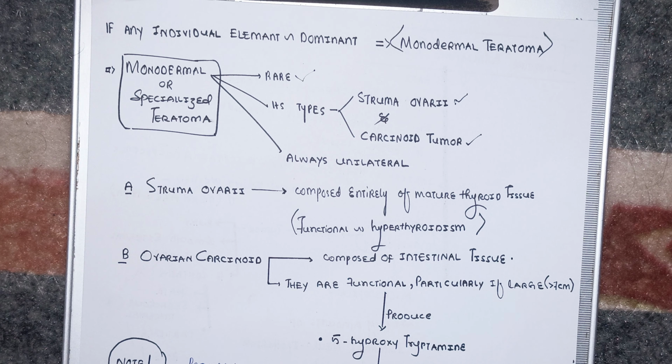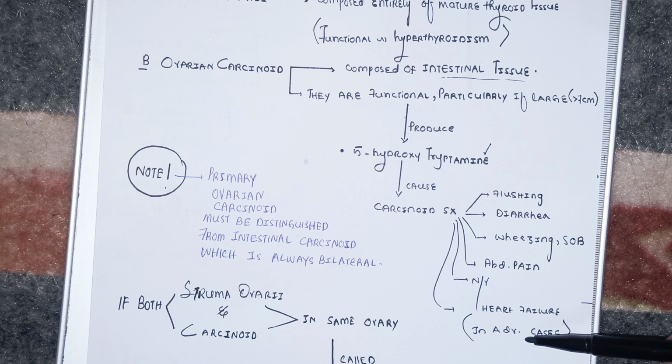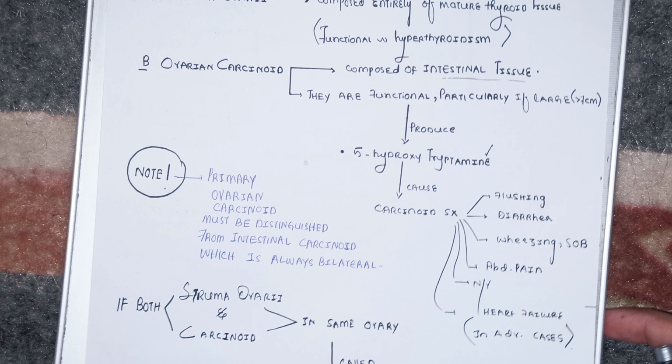What is this carcinoid syndrome characterized by? Carcinoid syndrome is characterized by flushing, diarrhea, some respiratory symptoms like wheezing and shortness of breath, abdominal pain, nausea, vomiting, and in very advanced cases, there may be heart failure. Okay, right. So there are two types again, beta, of the monodermal or specialized teratoma. Two types are there.